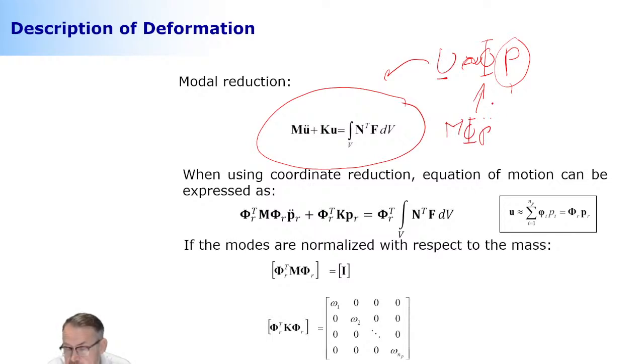P dot dot, because this is a linear relation, so it goes like this. And then this is a stiffness. P is equal to forces. I'm not going to take these shape functions into account.